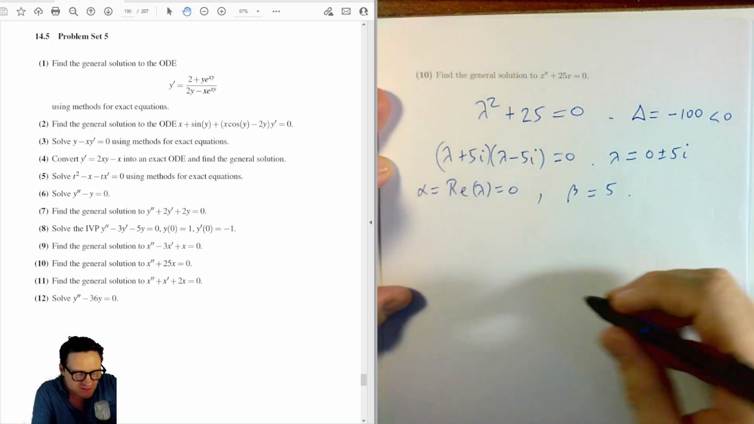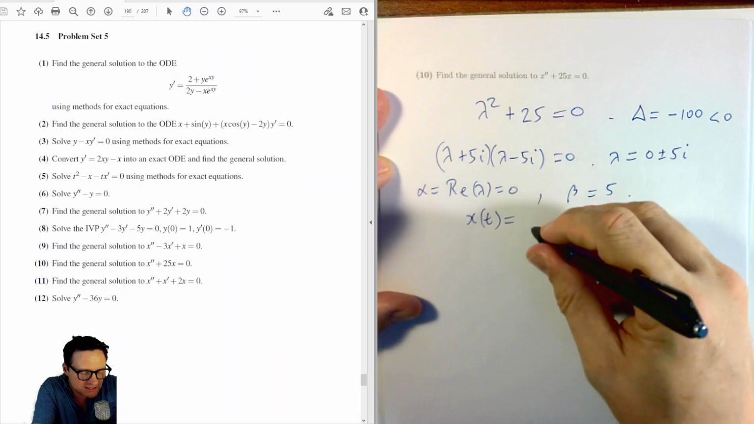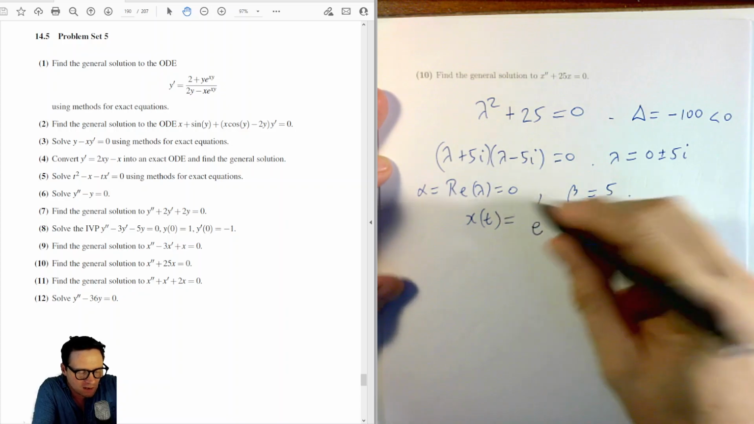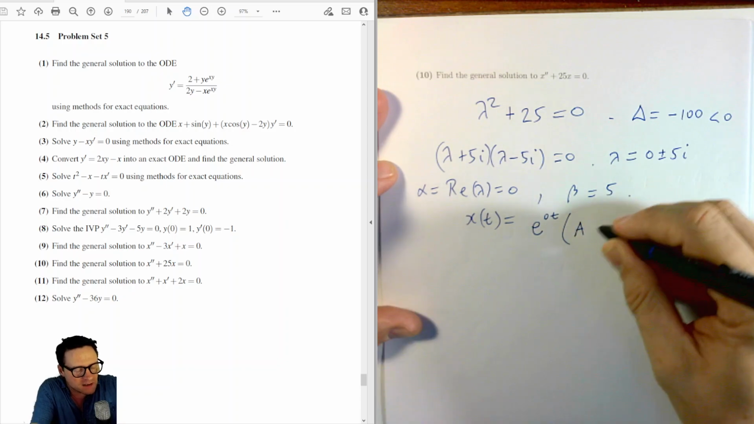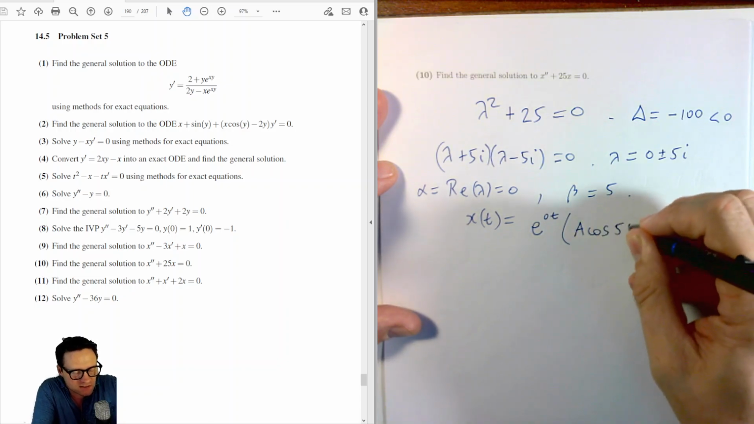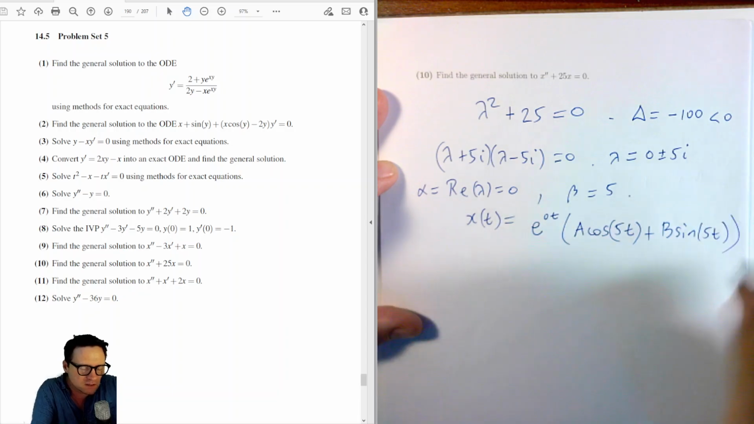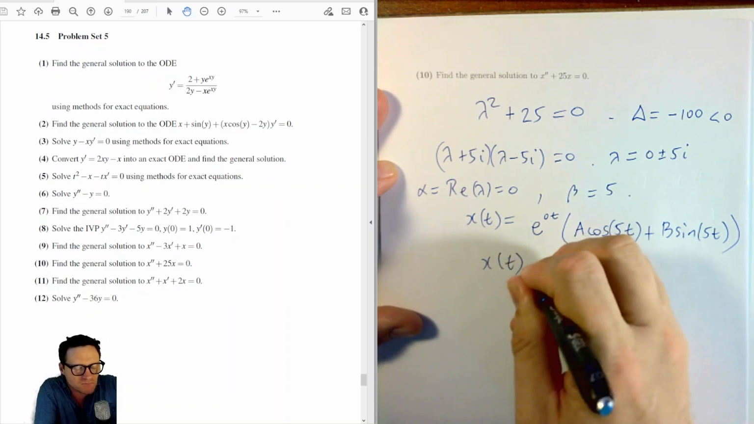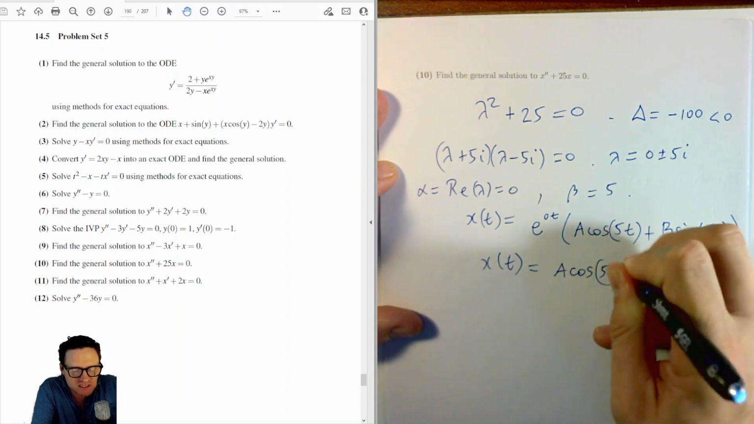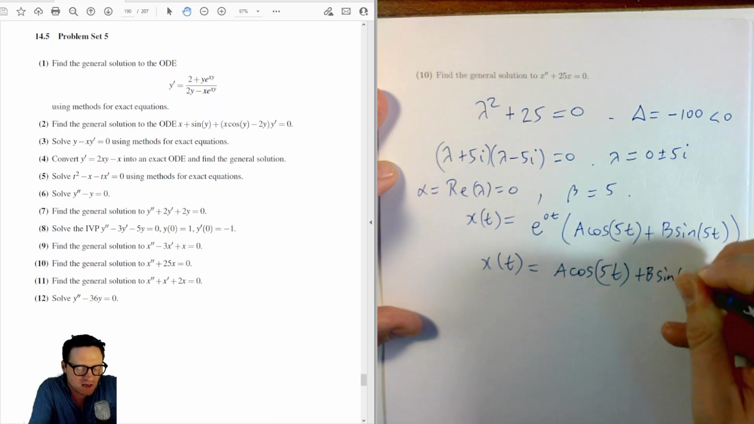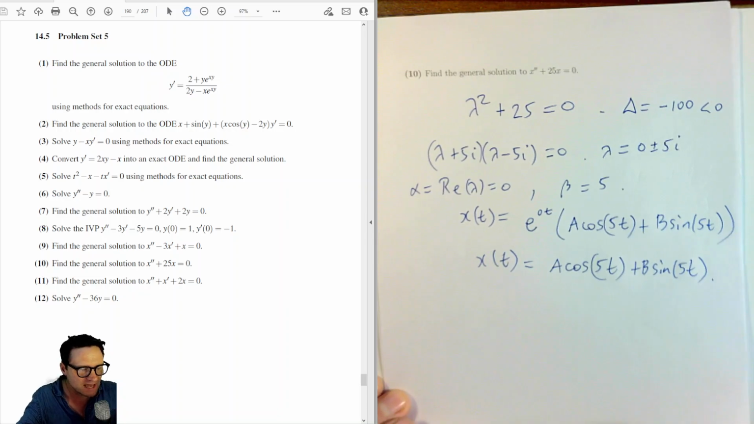All right, now remember our general solution here. We have x as a function of t is equal to e to the power of alpha times t, so 0 times t, and then a cos of beta t, so a cos of 5t plus b sine of 5t. All right, and so x of t is, because e to the 0 is 1, we just have a cos of 5t plus b sine of 5t. All right, fantastic. Let's move on to question 11.